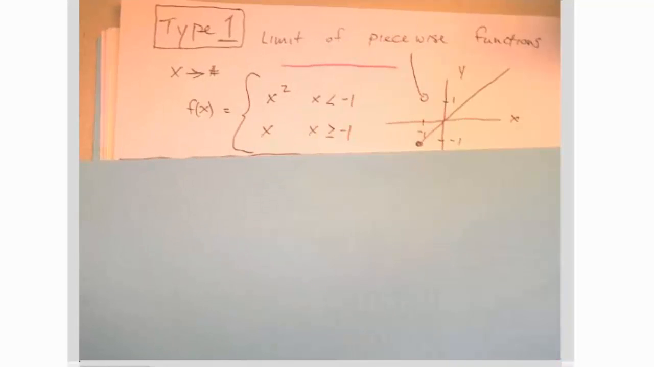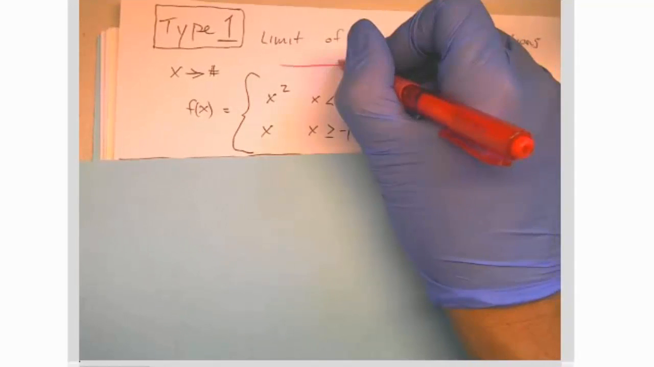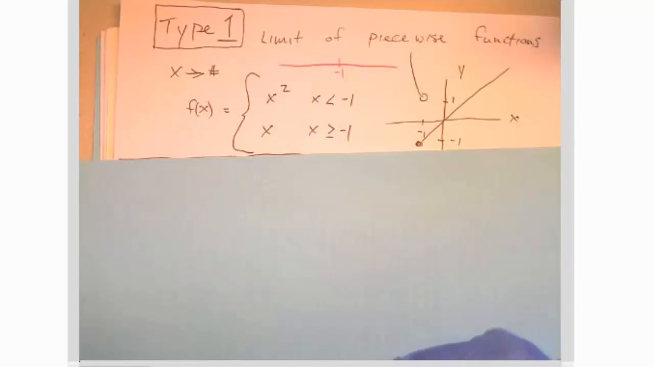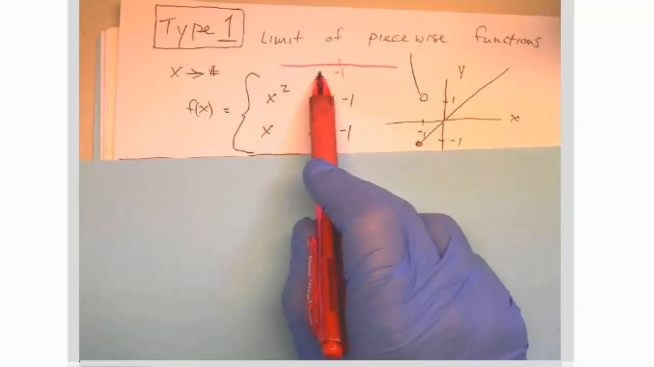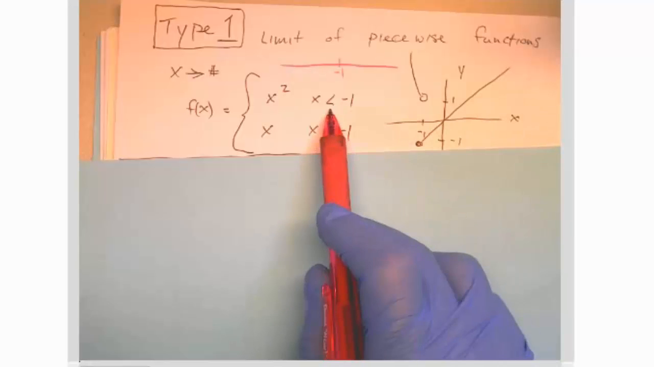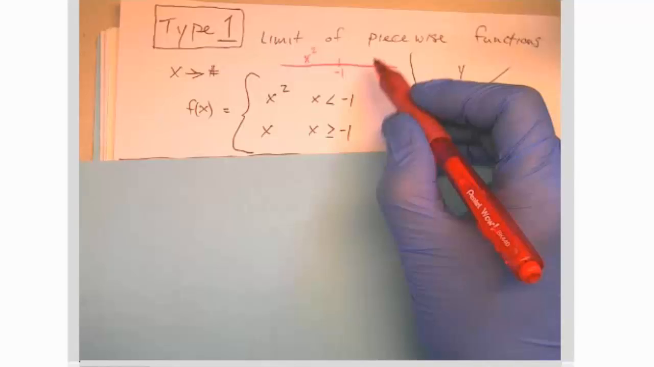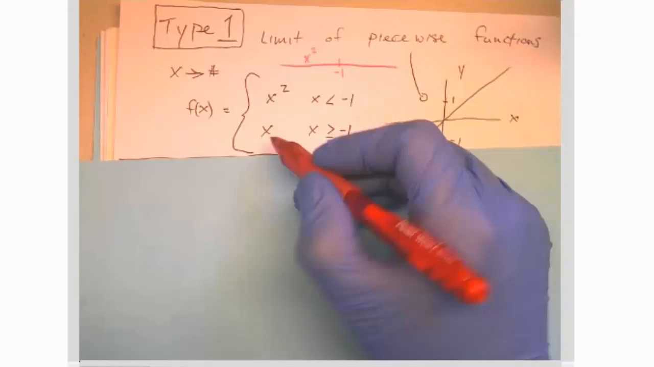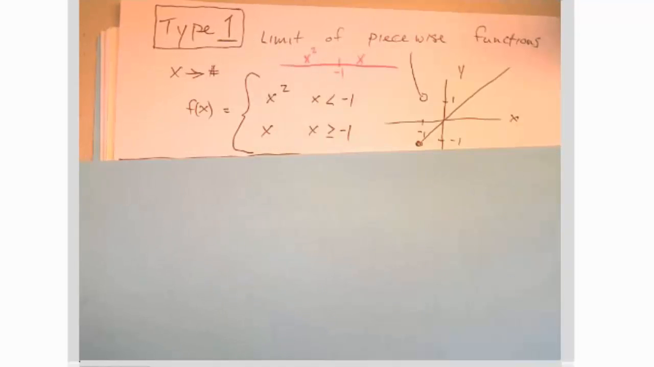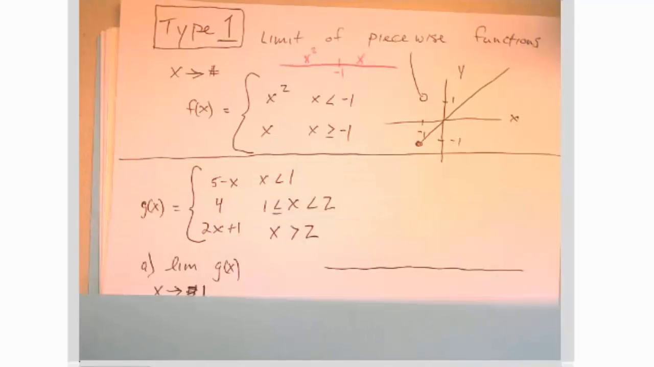Now I always recommend that we draw a number line to indicate what functions we're using and where. So -1 is where we change functions. And when we're less than -1, we're using this function x squared. So we write x squared in this region. And greater than -1, we use the function x. So we write in x in this region.